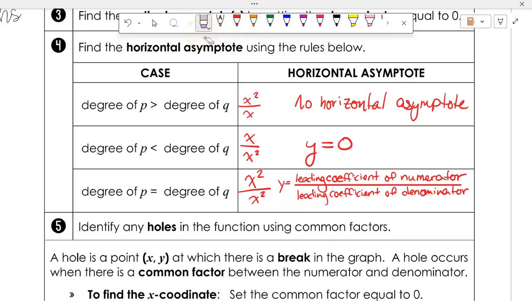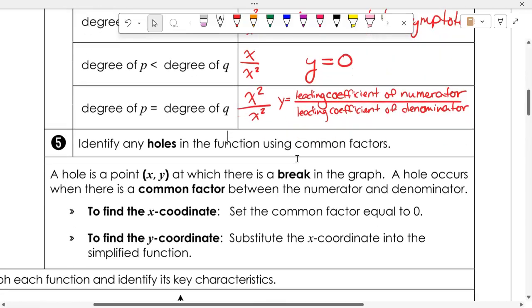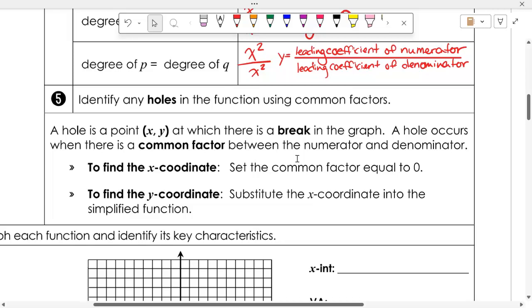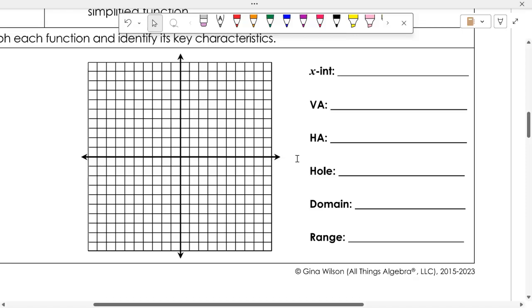All right. So now, identifying holes: you're going to use any common factors, meaning when you're simplifying, any factors that you canceled out from top and bottom, that's going to be a hole. So you set that factor equal to 0 and solve for that value. Whatever you get, that's the x coordinate of your hole, and you plug that into the equation to get back the y value of the coordinate point for your hole. Okay.